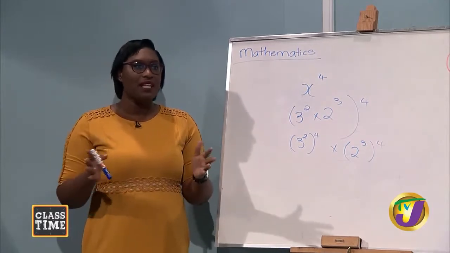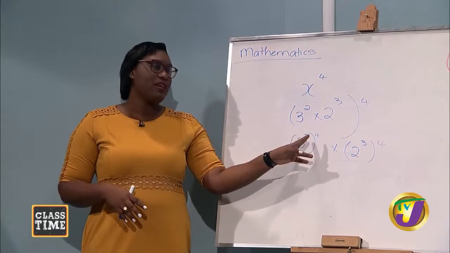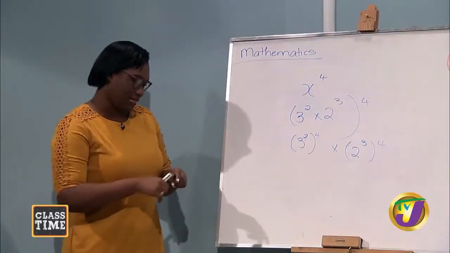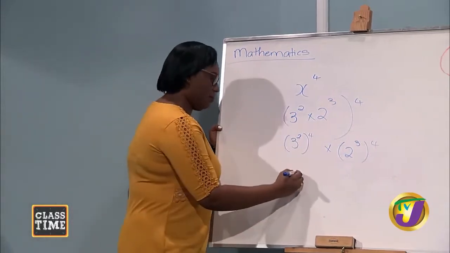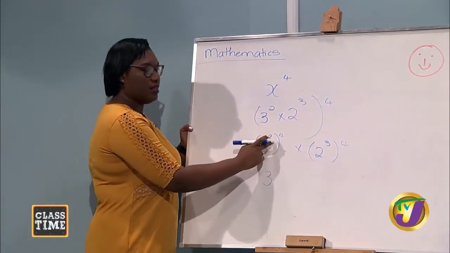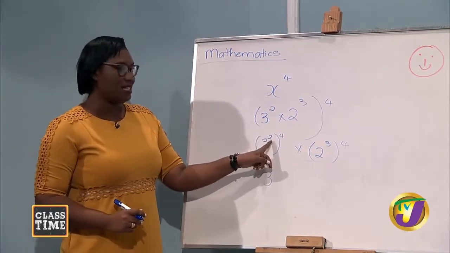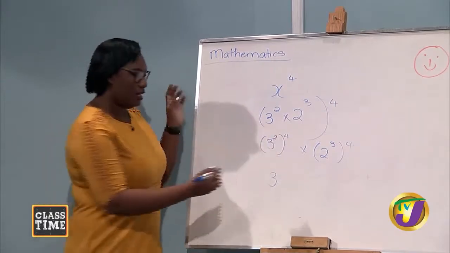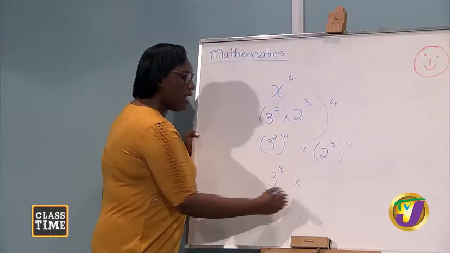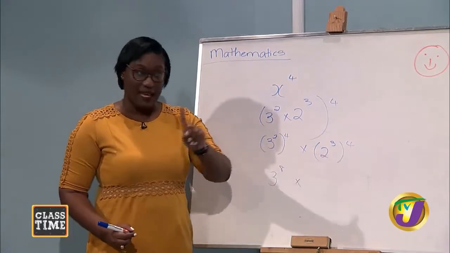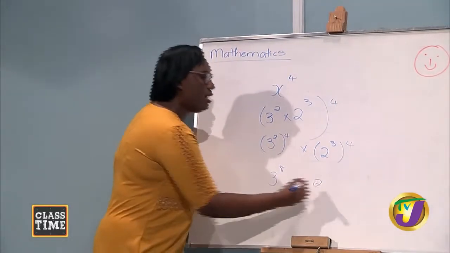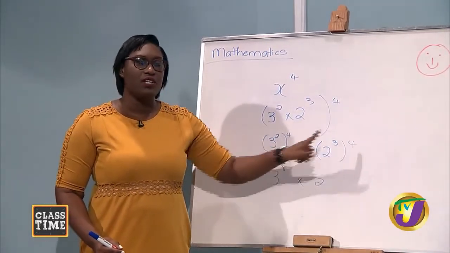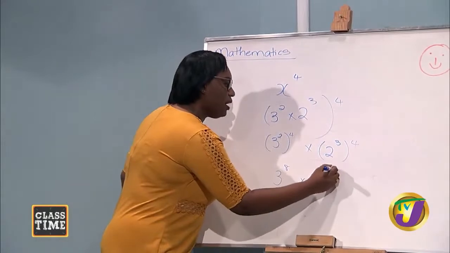Again, we're going back to the power law, and we know that when we have a power raised to another power, we simply multiply these powers. So the result here is going to be 3 squared multiplied by 4, so it's 2 times 4, which will give us 8. Again, we write back our base, which is 2, and we're now multiplying our powers. So it's going to be 3 multiply 4, which gives us 12. So the product is 12.